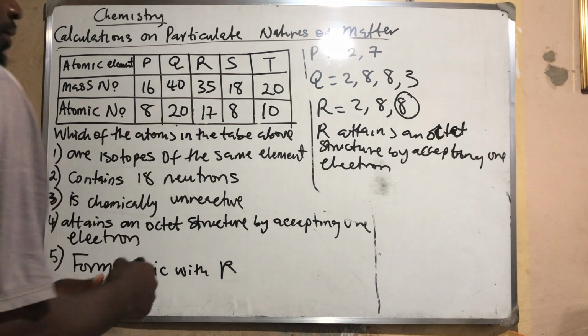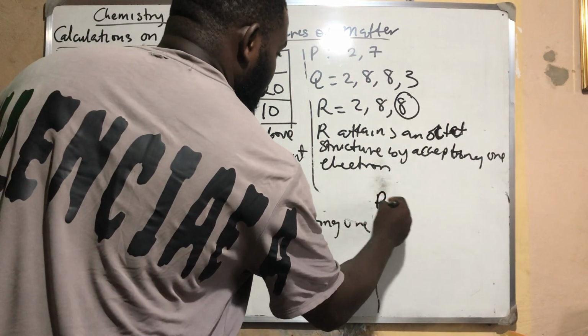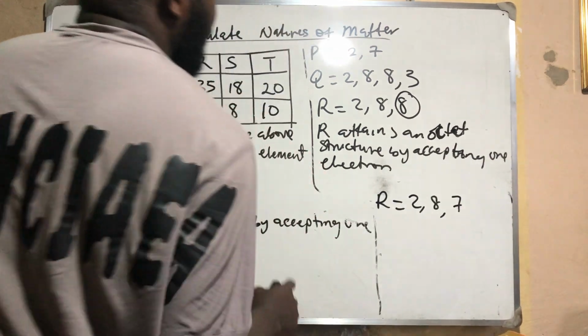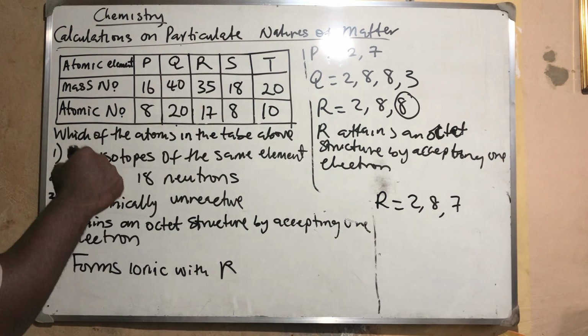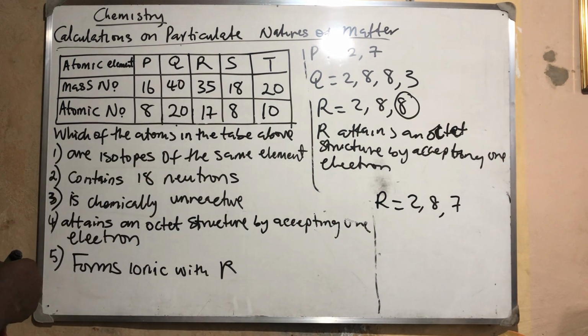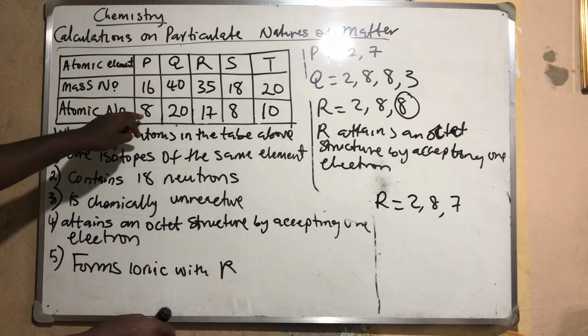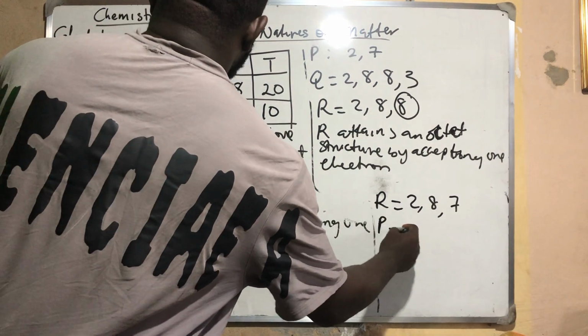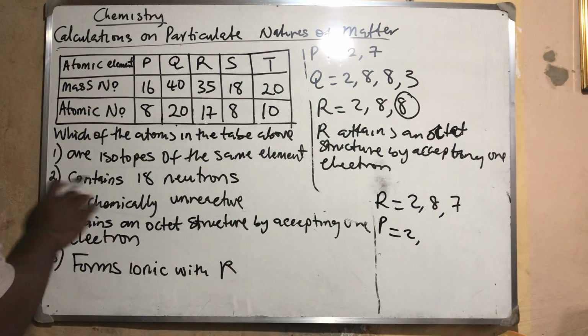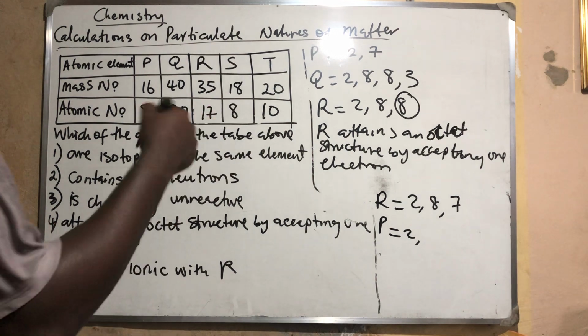R has 17. So the electronic configuration of R normally is what? 2, 8, 7. So R needs who will give him one electron. All right, so let us write the electronic configuration of the rest and see who can give him one electron. Okay, so if you write the electronic configuration of P, it will give you what? In fact, it's even better you write the electronic configuration of everybody so that you can easily get what you want.